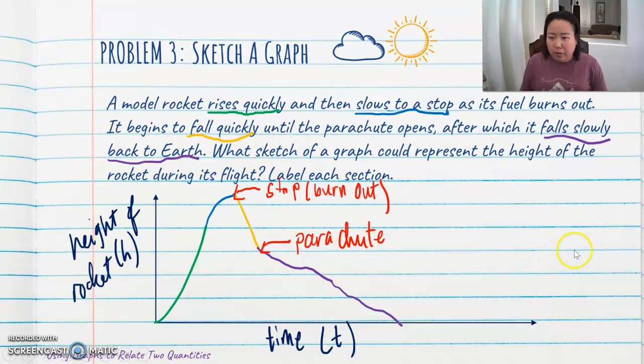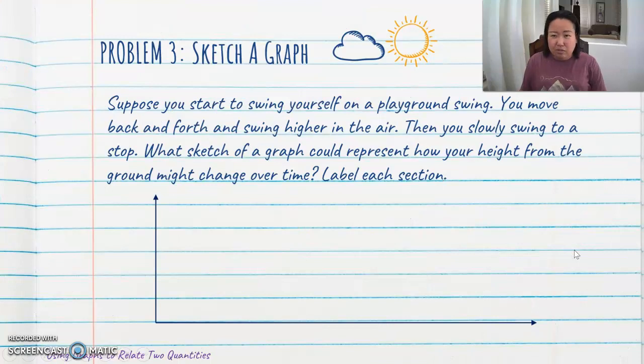Okay, let's have another example. And this time, I would like you to try this one on your own. I'm pretty sure that some of you have already done swinging when you were kids. So imagine that you are swinging yourself in a playground swing. You know that you have to move back and forth, and then of course, you would like to swing higher up in the air. And so the scenario here is you will be swinging back and forth, you get a maximum height, and then later on you will have to stop the swinging. So I would like you to represent that into this graph. Go ahead, try it out.